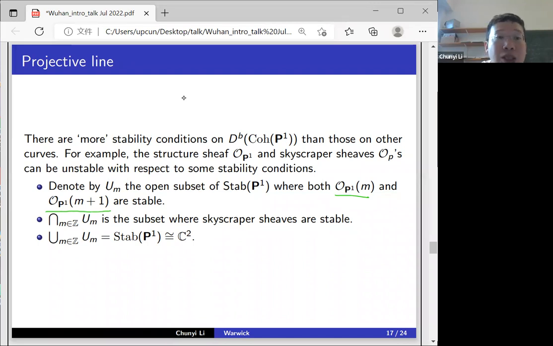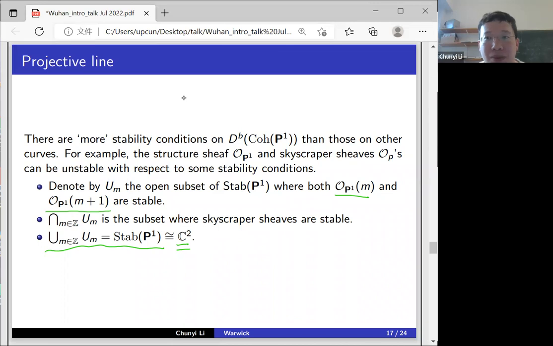So we can write U_m to be the open subset of all of the stability conditions such that both of those two are stable. The union of them is the whole space. Here, the intersection of them is also interesting, containing all of the stability conditions where the skyscraper sheaves at the points are stable, and the whole space is the whole space. You should do some analysis here and show that it's C^2. As a topological space, it's the same as the Euclidean plane, but as a complex manifold, it's different.